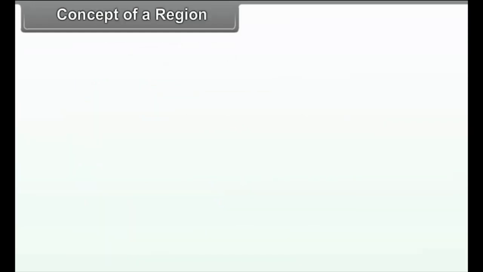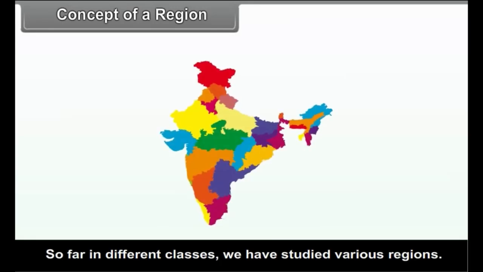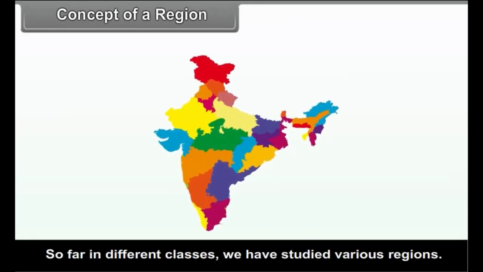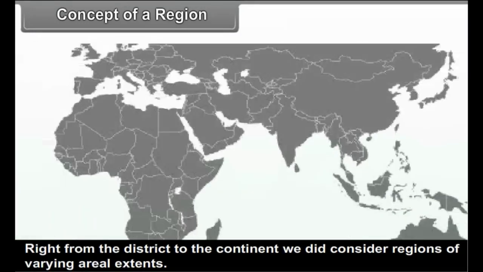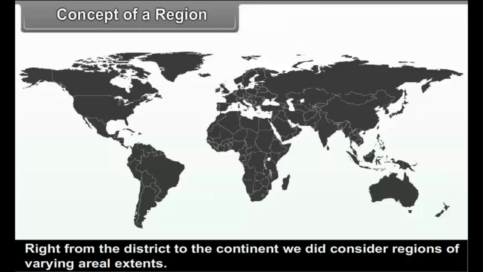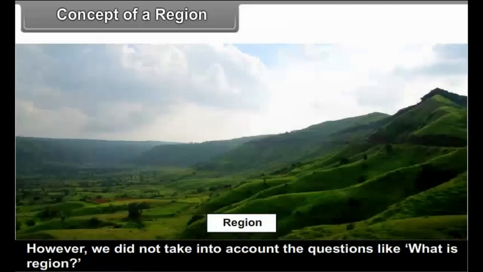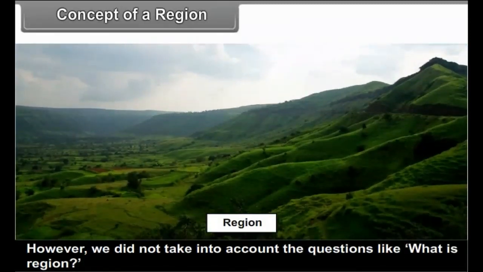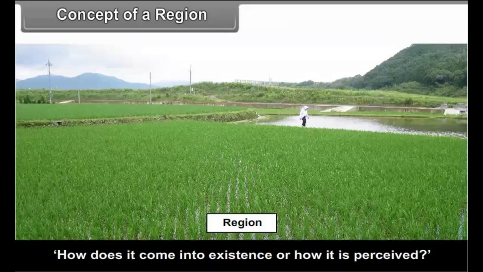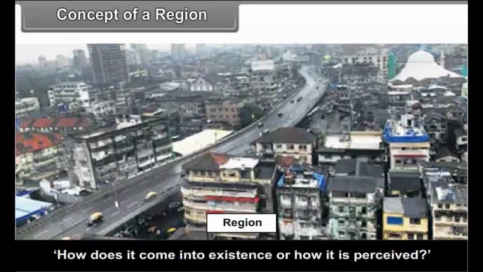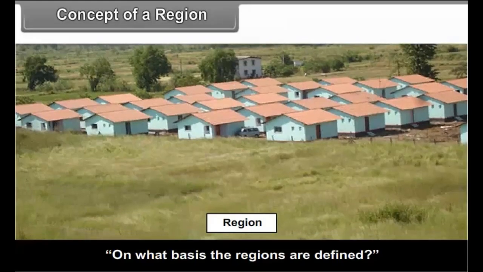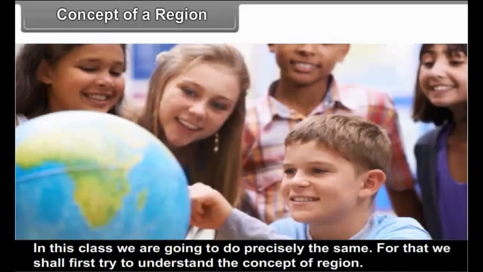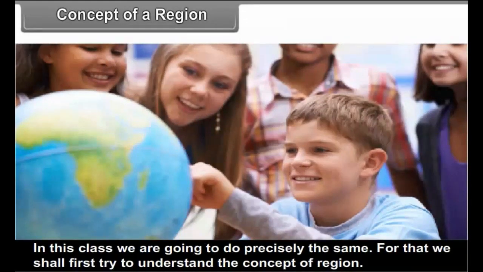Concept of region. So far in different classes, we have studied various regions. Right from the district to the continent, we did consider regions of varying areal extents. However, we did not take into account questions like: what is a region? How does it come into existence? Or how is it perceived? On what basis are regions defined? In this class, we are going to do precisely the same.